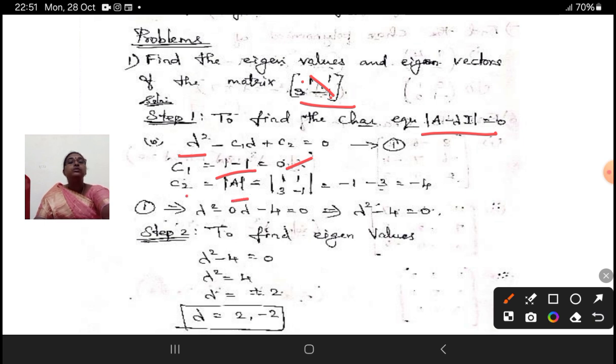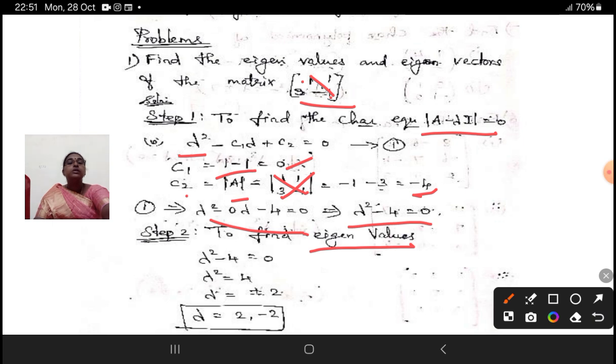So the matrix is 1, 1, 3, minus 1: first cross minus next cross, the answer becomes minus 4. Next we can substitute these two values in the equation. If we substitute all those values, we get lambda squared minus 4. This is the quadratic equation we got. From this, we want to calculate the eigenvalues.